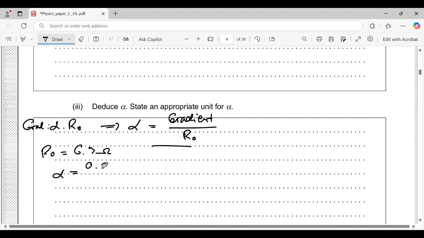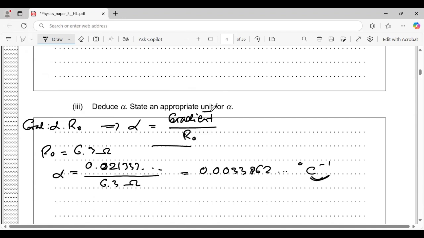So we can calculate alpha through this formula. The gradient is 0.02133 divided by 6.3 ohms, and it equals 0.0033862 degrees Celsius power minus 1. This is the unit. Based on this question, the unit is degrees Celsius power minus 1.